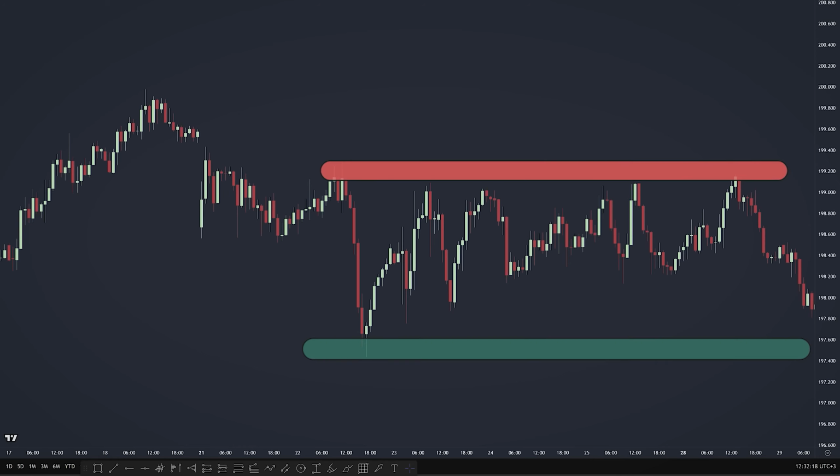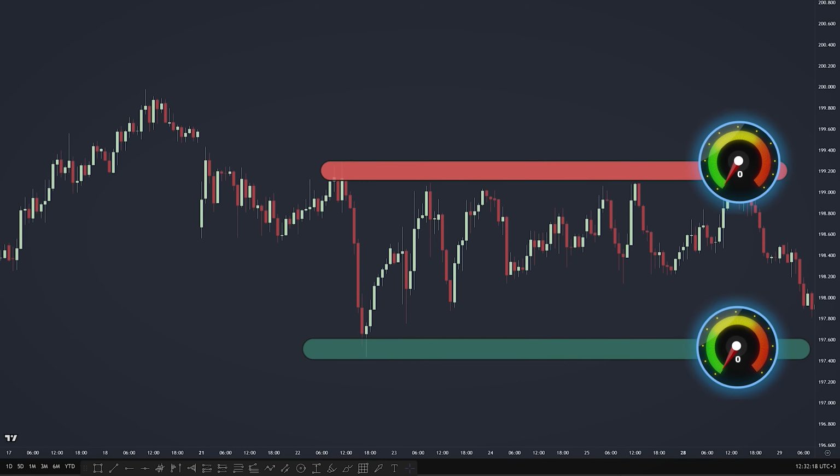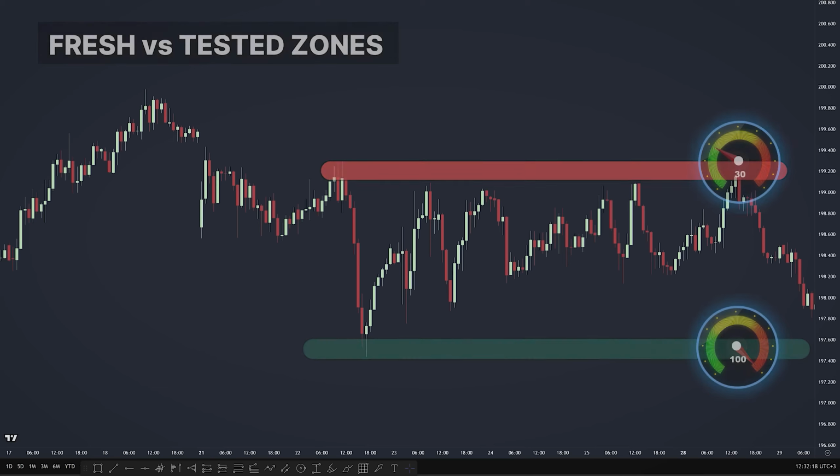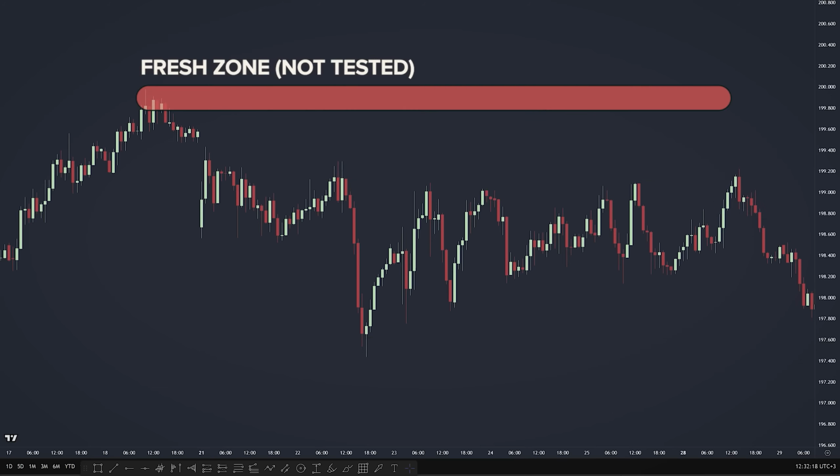But here's the part no one explains. Not all support and resistance zones are created equal. You need to understand the difference between fresh zones and tested zones. A fresh zone is one that hasn't been revisited since it was created. These zones often provide the strongest reactions.